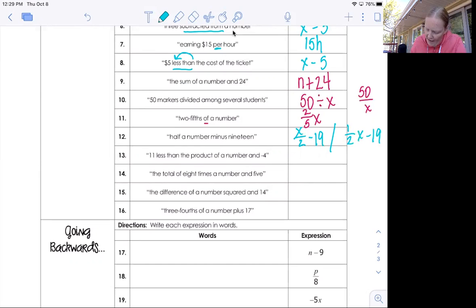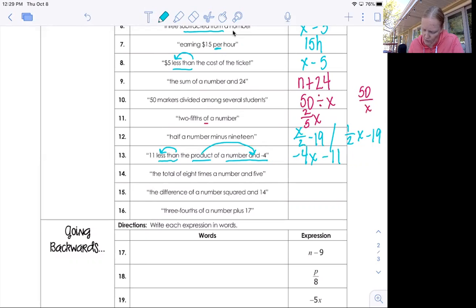Okay, 11 less than the product of a number and -4. So this word product is going to go where the word and is. So I'm going to have -4x, and it's 11 less than that. So remember, the 11 goes after it. So I end up with -4x minus 11. Okay. All right, one more.